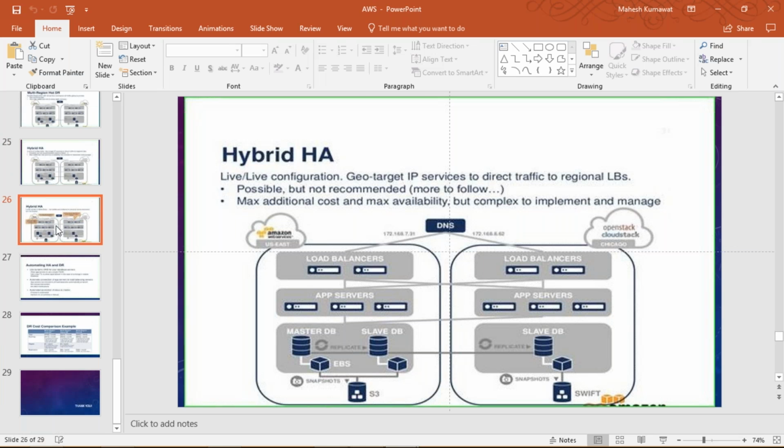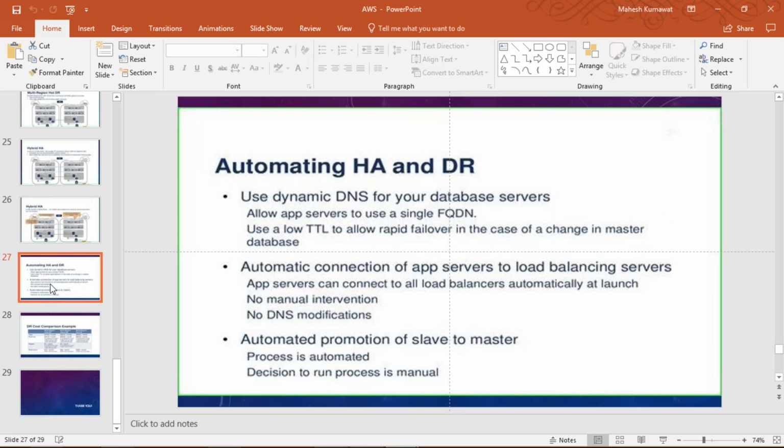So automating HA and disaster recovery basically depends on the DNS, what kind of setup you have created, and then the automatic approach you are going to take. Minimal automation, DNS servers automated, promotion of slave to master process automated, and decisions to run the process.